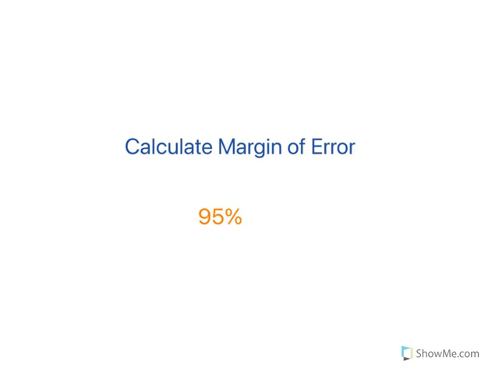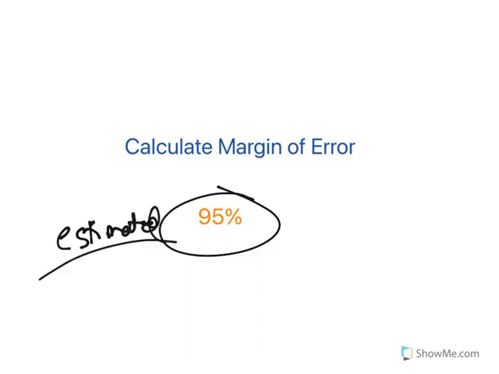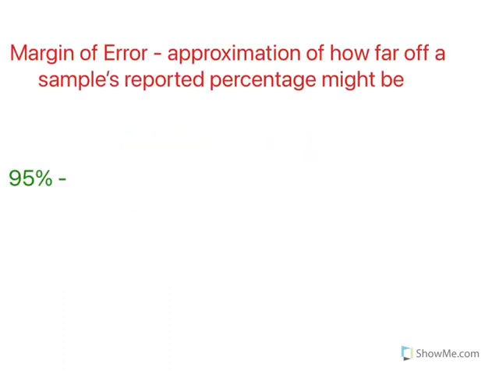Let's calculate our margin of error, and we are only playing with an estimated 95%. There are some really tricky formulas when you're digging into the statistics behind this, but we're going to use an estimate. The margin of error is an approximation of how far off a sample's reported percentage might be. When you do a survey and come back with some information, you know it's not going to be exact because you're only sampling a small amount, not everybody. So that's going to change some things. The margin of error allows you to make a little bit of mistakes here.